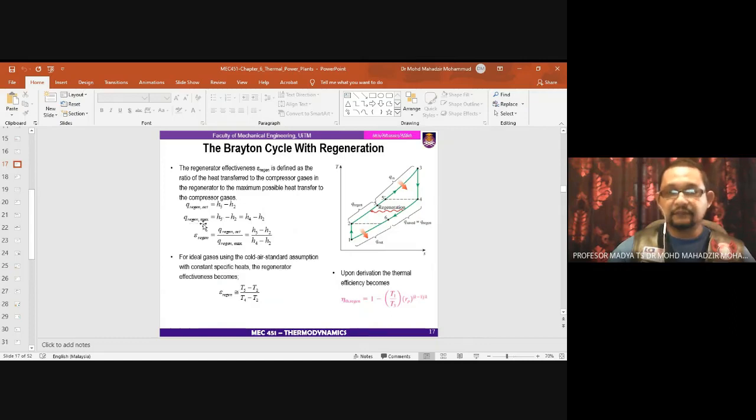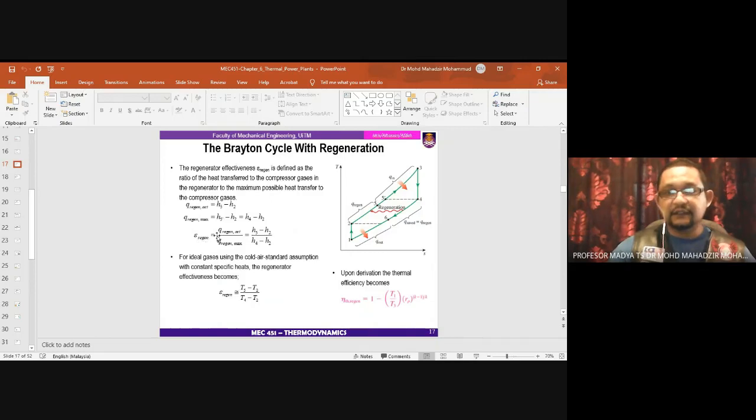So the maximum regeneration is H prime minus H2. That means H prime minus H2, and it's also equal to H4 minus H2. Okay, and when we simplify these equations, what happens? We can get the formula for regenerator effectiveness.